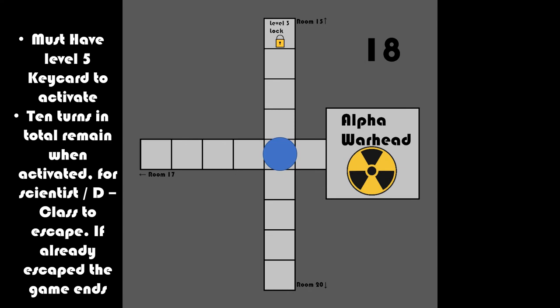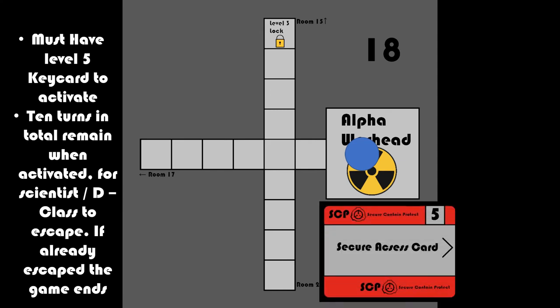The Alpha Warhead can only be activated using a level 5 key card. You then land on the Alpha Warhead and use your level 5 key card to activate it. When activated, 10 turns in total remain for the D-class or scientist to escape. If they have already escaped or died, the game automatically ends. If the scientist does not escape before the facility is exploded, the Nine-Tailed Fox would lose. The Nine-Tailed Fox does not have to escape the facility to win the game.